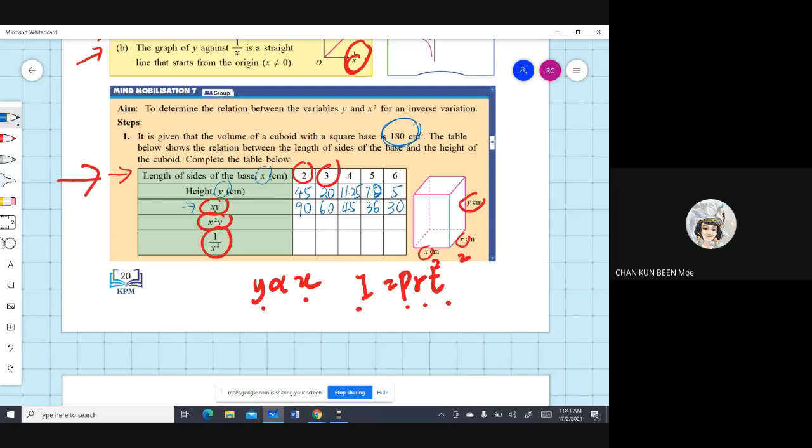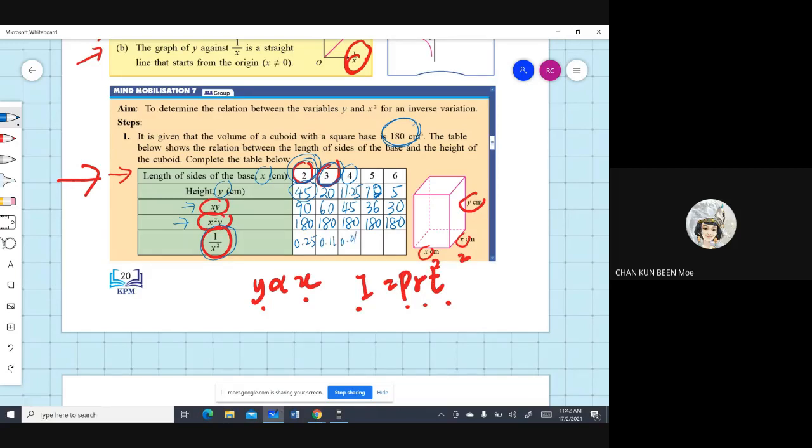And then when you look for x squared times y, x squared is 2 squared. 2 squared is 4. 4 times 45, you will get 180. 3 squared is 9. 9 times 20, you will get 180. And this one, 16 times y, so you get 180. So everything over here is actually the same value. And then when it comes to 1 over x squared here, the third one, it will be 1 divided by 2 squared, you will get 0.25. 1 divided by 3 squared is 0.11.